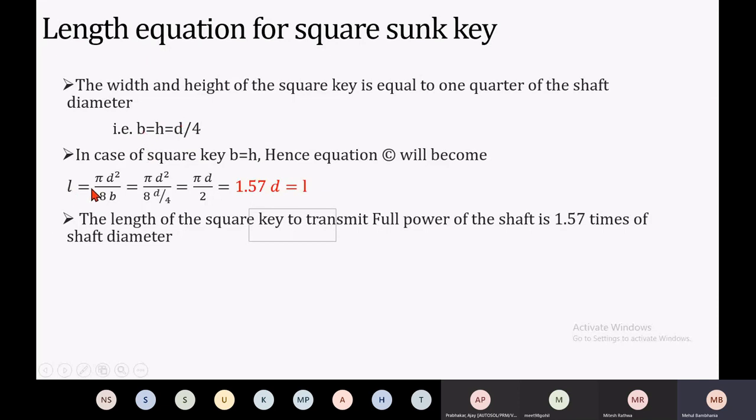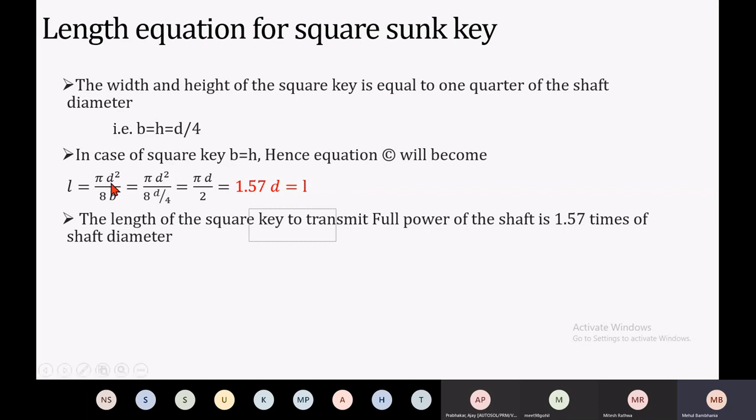The length equation is pi d square by 8b. Now instead of b, we can also put h, or instead of h we can put d by 4. We know that breadth is generally equal to d by 4. By putting that and simplifying, it will give you pi d by 2. Pi is a constant, 2 is a constant. This will ultimately give the normal correlation between the diameter and length.